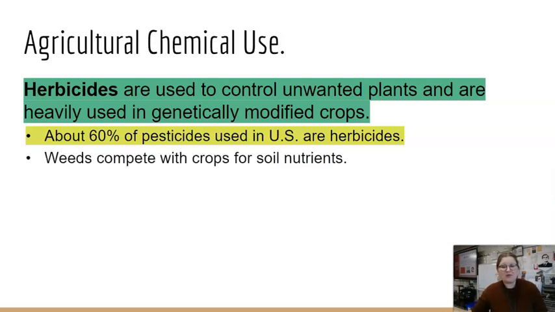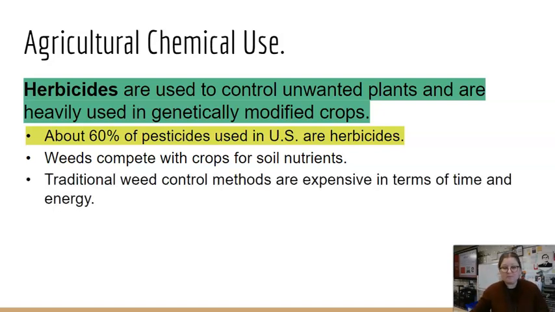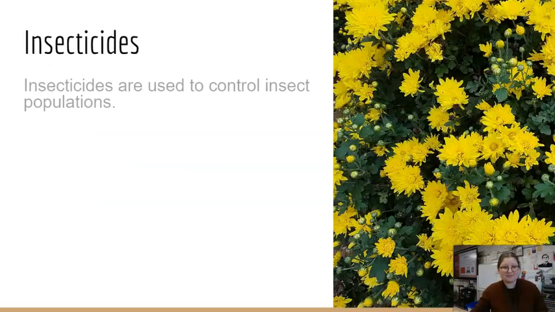Weeds compete with crops for soil nutrients. That's why we don't want the weeds there. It's not just that it's ugly and annoying. It's a plant growing out of the same soil as our crops. So that plant is going to be taking nutrients out of the soil, which means it's taking nutrients theoretically from the crops we're trying to grow. Traditional weed control methods are expensive in terms of time and energy. If you're just out there pulling weeds, that's going to take a lot of time, a lot of energy, and time is money.